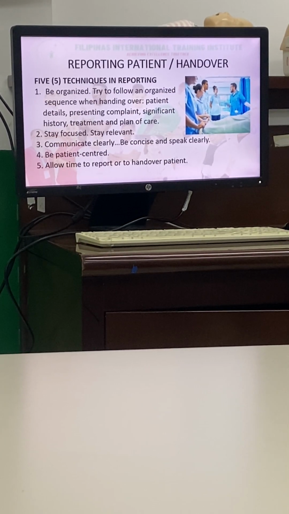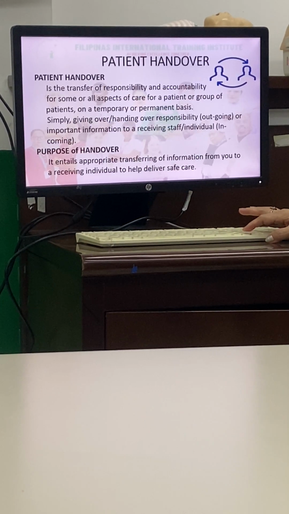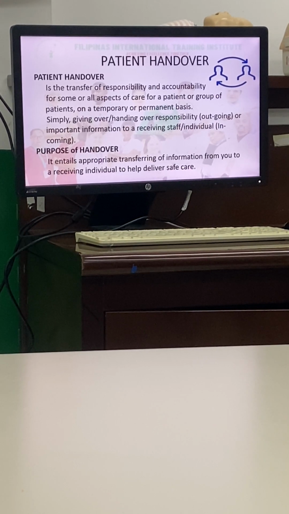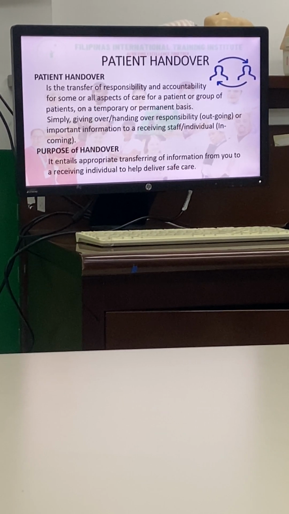So, there are five techniques of reporting. We are with the handover. Alright, so patient handover is the transfer of responsibility and accountability. There are two persons in the handover: one who is handing over and the other who is receiving. We are transferring everything: the care of the patient, medication, all that happened, very importantly, in your 12 hours duty. Very important only. Otherwise, the rest you have written in your nurse's notes.